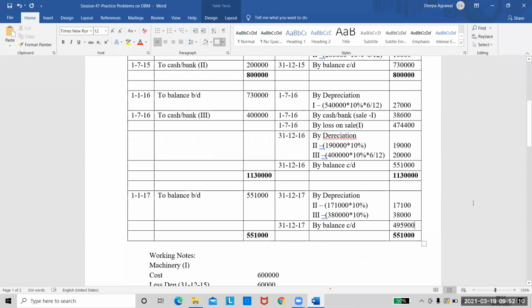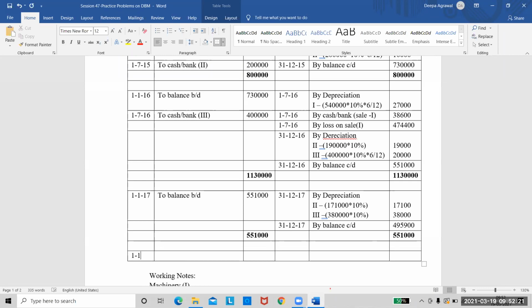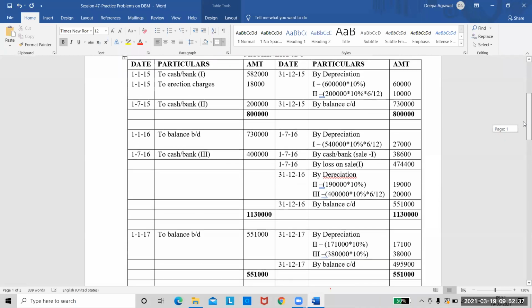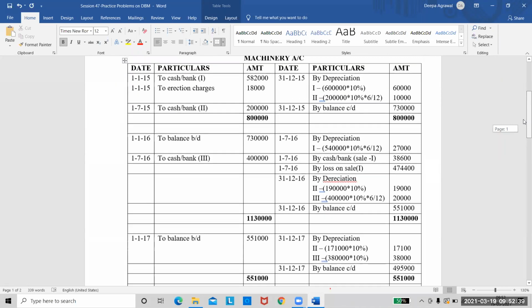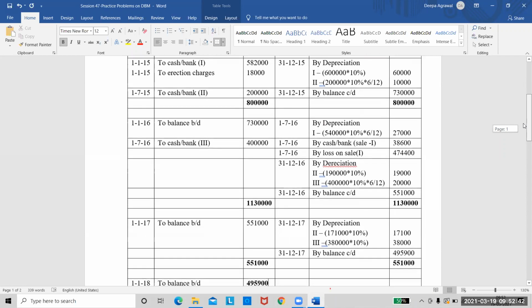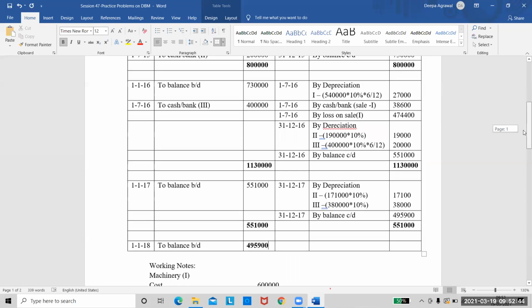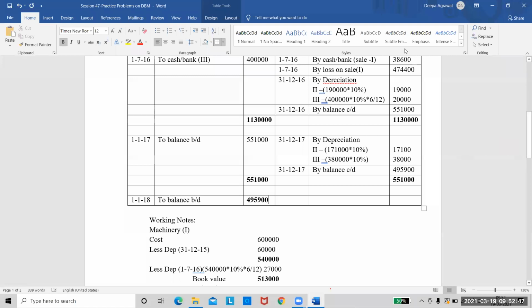We will end with this because he did not tell us how many years to be done. Generally, it is 3 years, so we will end with 3 years. But we will bring down the balance and then end our problem. So 1/1/2018 to balance B by D, 4,95,900. So the problem is completed now. How many years did we do? We did it only for 3 years. 15, 16 and 17. So finish the problem. We are done with the problem.